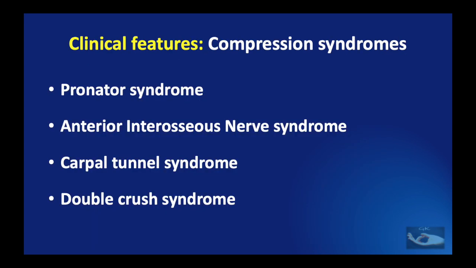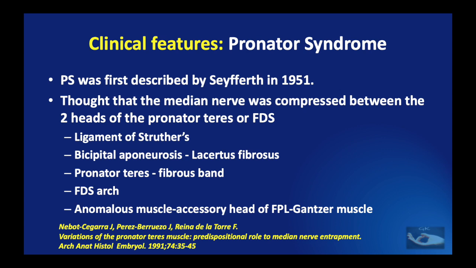All the clinical signs and demonstrations that we have seen so far are also seen in compression syndromes or entrapment neuropathies of the median nerve. However, these syndromes have certain peculiar features and certain specific tests that can demonstrate the underlying problem. The main syndromes are the Pronator syndrome, anterior interosseous nerve syndrome, carpal tunnel syndrome, and what is known as the double crush syndrome.